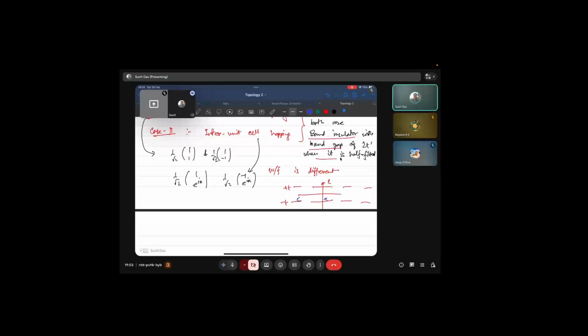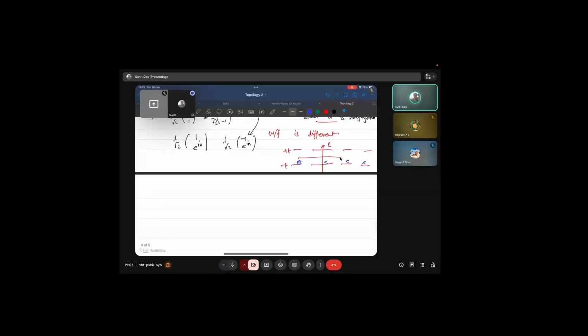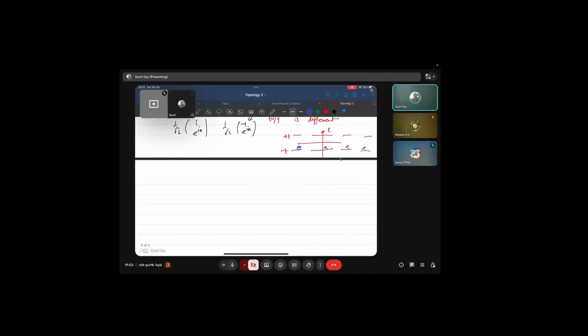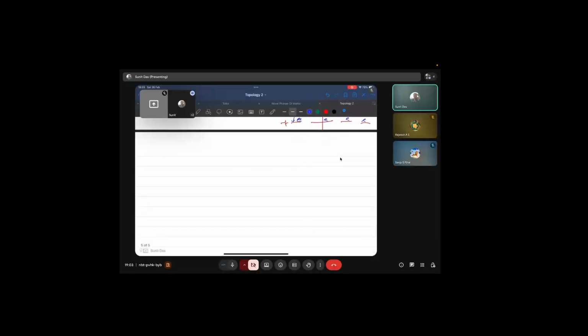Now before going to the next stage, we're only talking about half filling, right? So the electrons are filled in the low energy state. What if the states are not half filled, meaning more than half filled or less than half filled? We know that at half filling the system is an insulator. Why? Because there is a finite band gap of 2t, right?